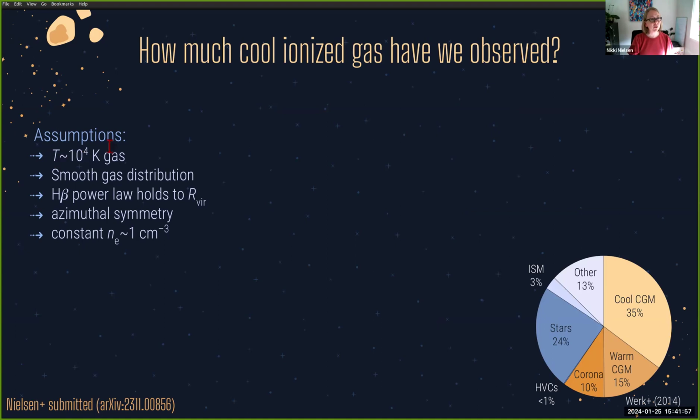So we assume the gas is cool, 10^4 Kelvin. We assume a smooth gas distribution, that the gas is not clumpy. We assume that the power law slope that we found in the surface brightness profile holds all the way out to the virial radius. We assume there's no azimuthal variation around this galaxy, which is probably okay because the galaxy is face-on. We're not picking up outflows and accretion like we would in an edge-on galaxy. And then we assume a constant electron density of 1 in this case.